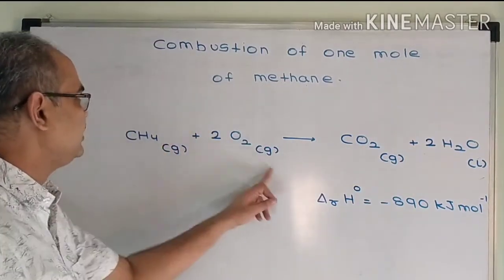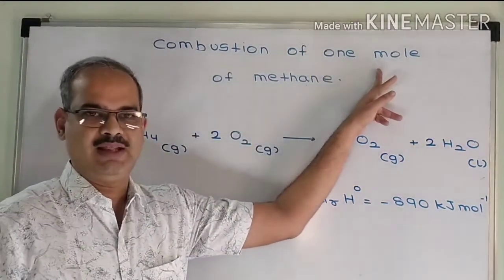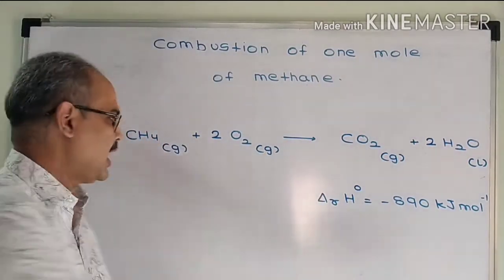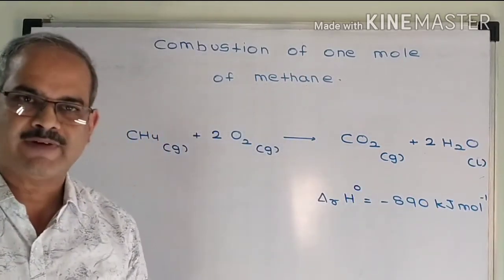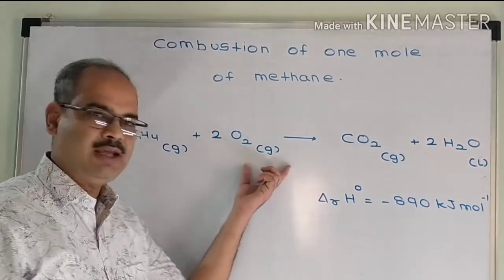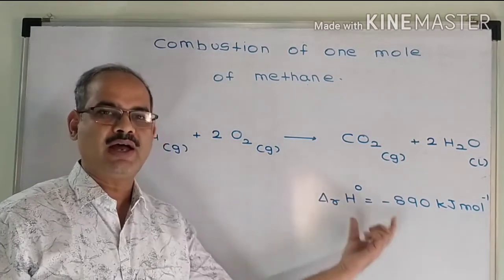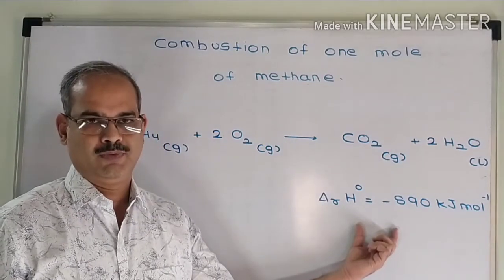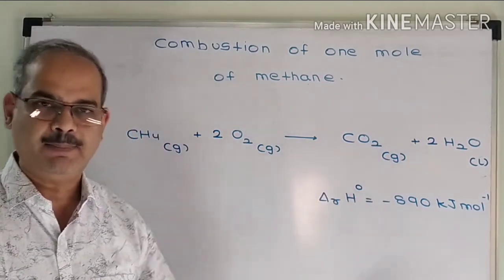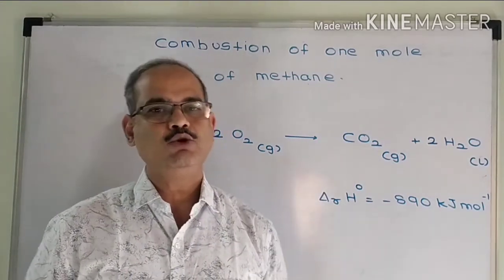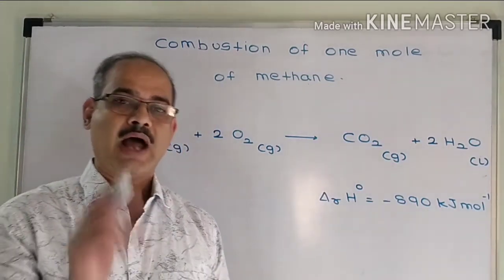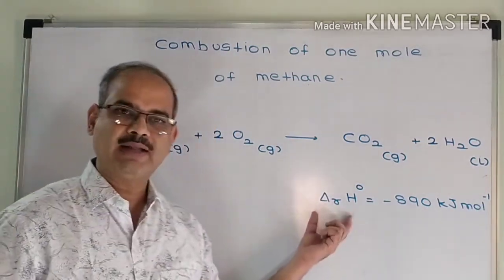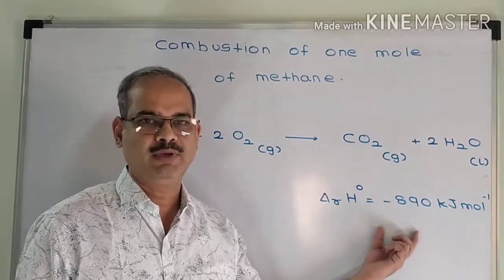And the last guideline says that, now this is the thermochemical equation for combustion of 1 mole of methane. Say I want to carry out combustion of 2 moles of methane. Then what do I have to do? I have to multiply this equation by a numerical factor 2. So I have to multiply the value of delta H naught also by 2. So if a thermochemical equation is multiplied or divided by any numerical factor, then you have to compulsorily multiply or divide the value of enthalpy change by the same numerical factor.